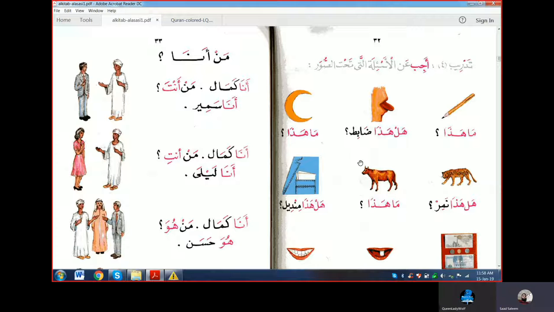Ma haza, what is this? Haza saurun. This is an ox. Haza saurun. Then, hal haza mindilun, is this a handkerchief? Naam, haza mindilun. Yes, this is a handkerchief. Okay. Repeat after me. Haza mindilun.